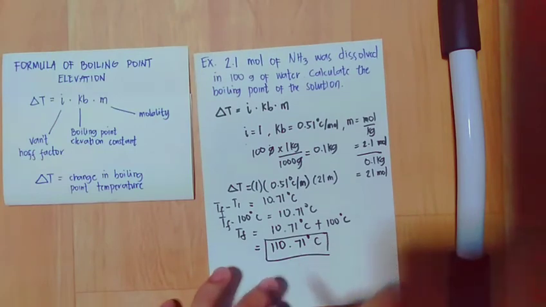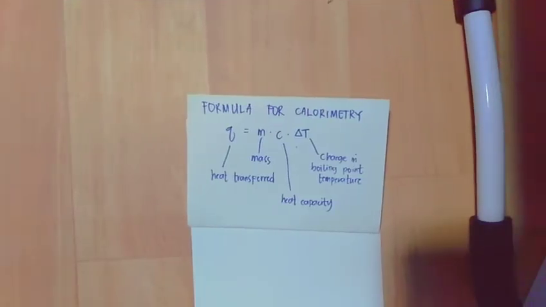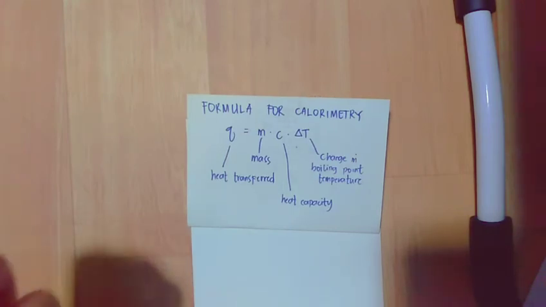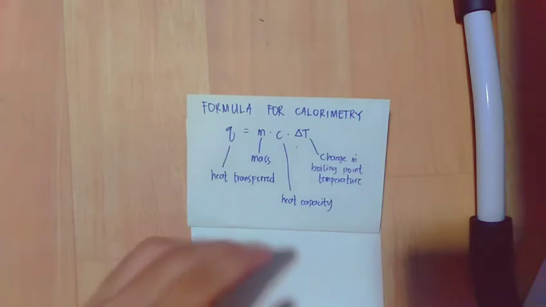And lastly, we're going to solve about calorimetry. The formula for calorimetry is Q is equal to m times c times delta T, where Q is the heat transferred, m is the mass, c is the heat capacity, and same with delta T, it is the change in temperature.